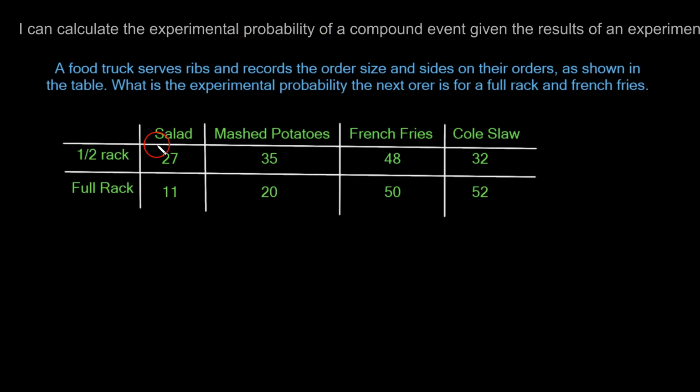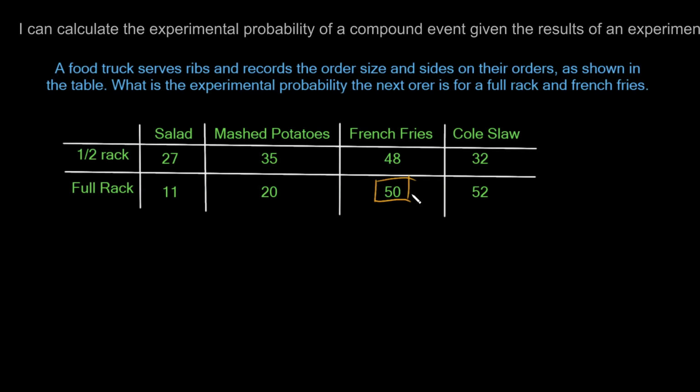So we can see right here that this is the size, so either a half rack or a full rack, and these are all of the sides. So we're looking for one that is a full rack of ribs and is french fries. That would be this number right here. This is what we're looking for, a full rack of ribs and french fries. So this right here is 50 orders with a full rack of ribs and french fries.